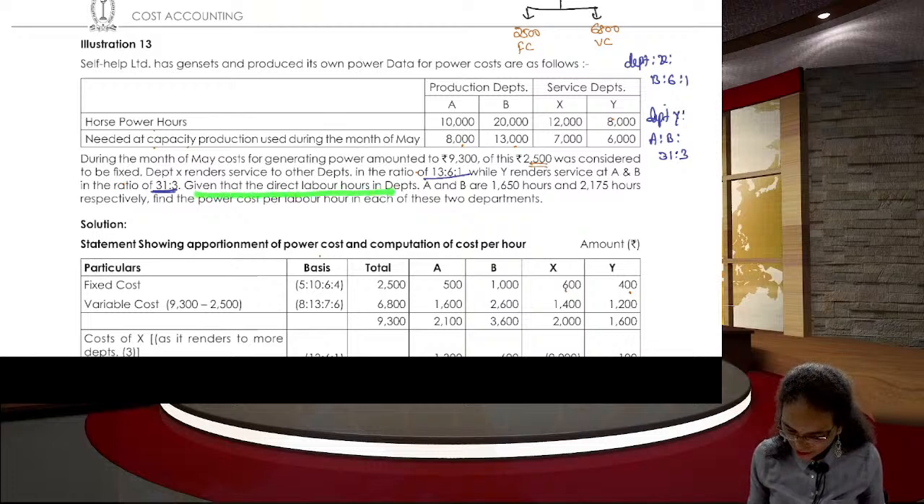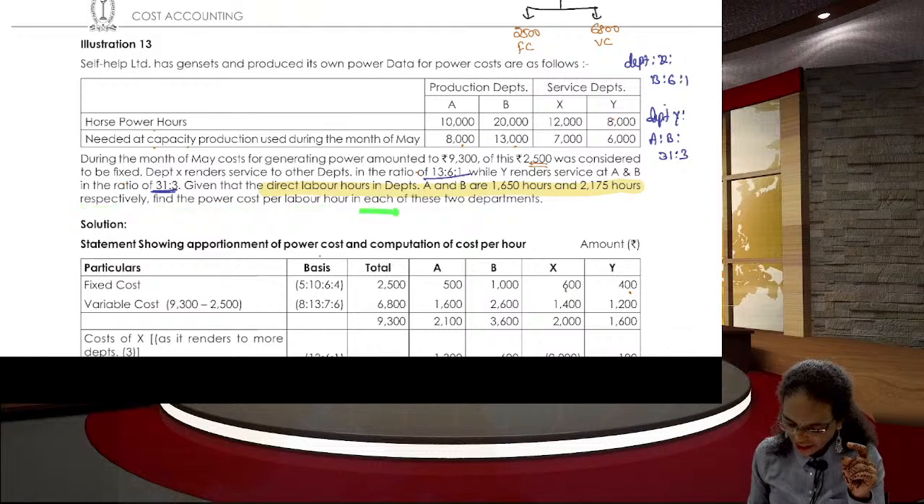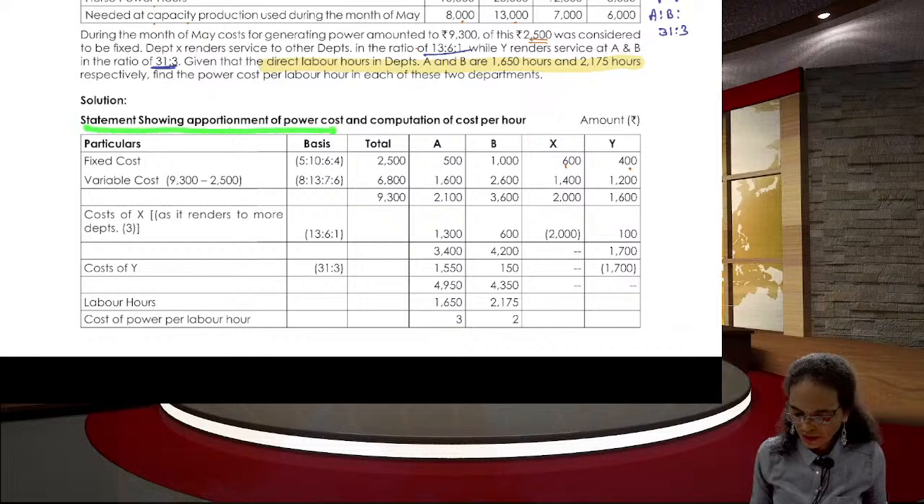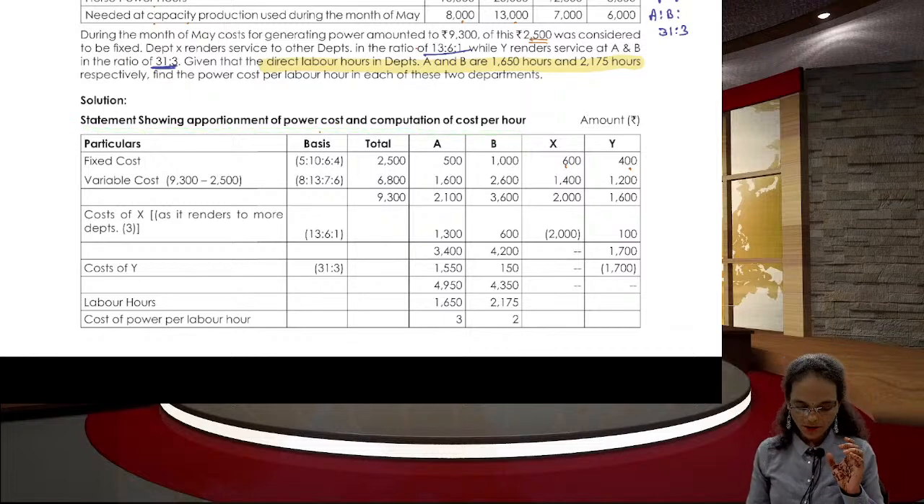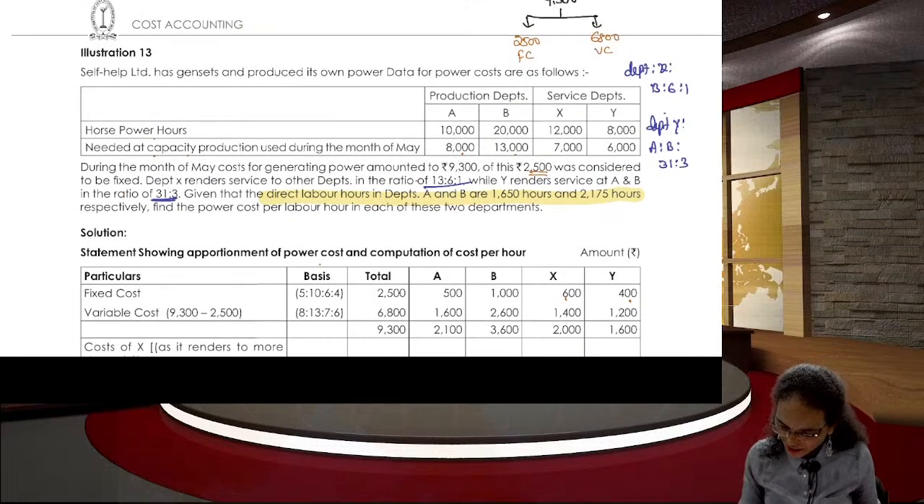Given that the direct labor hours in the departments A and B are this much and this much. Direct labor hours, you underline it in the examination. Direct labor hours this much respectively. Find the power cost per labor hour in each of these two departments. So, statement showing apportionment of the power cost and computation of cost per hour. Computation of cost per hour, the fixed one. What is the fixed one? Yes, 2500 rupees is the fixed portion.